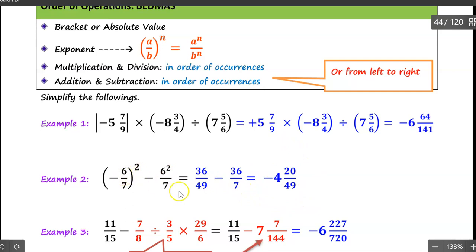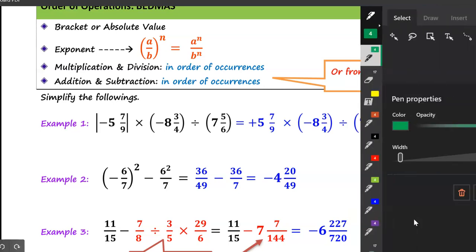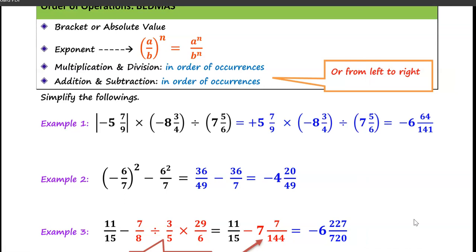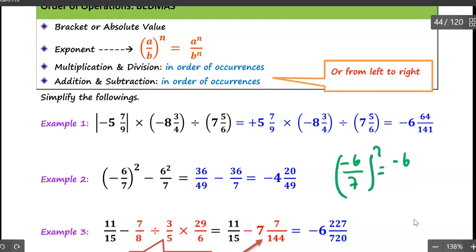So in this case I explained this to everyone in terms of using algebra, without the calculator. I just want to note here that negative 6 over 7, all of it square, will be negative 6 square over 7 square, which gives me positive 36 over 49. You should put this negative in the brackets because you want to square the entire negative 6. That's why you need to put the negative 6 in the bracket. So let me fix this and rewrite it properly.